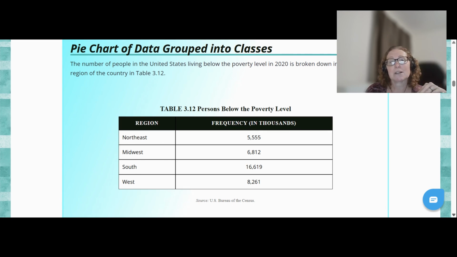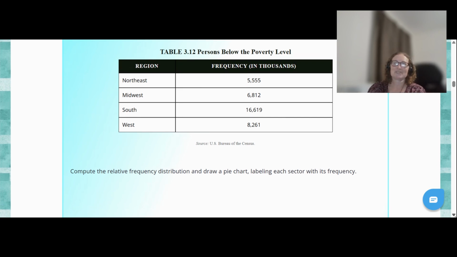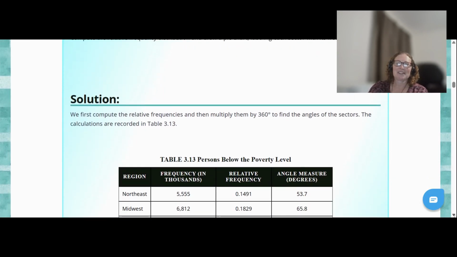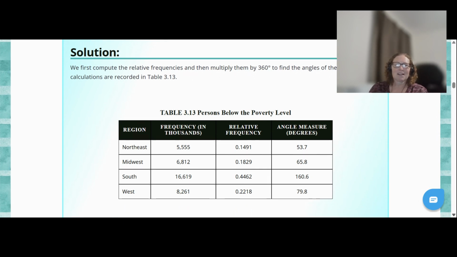We have the different regions of the country and the frequency of persons below the poverty level. So we're going to compute the relative frequency distribution, and then we're going to draw our pie chart. So there we go, we got our numbers. We've done our frequency in thousands, and we divide that by the total number of people below the poverty line in the 4 regions of the United States. When we divide the first one, we get 0.1491.